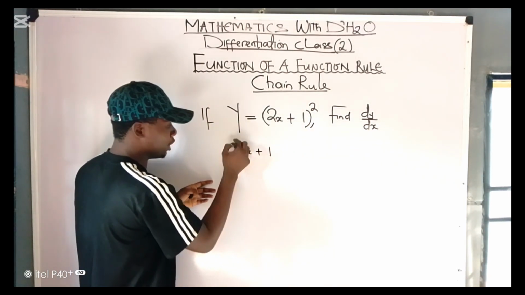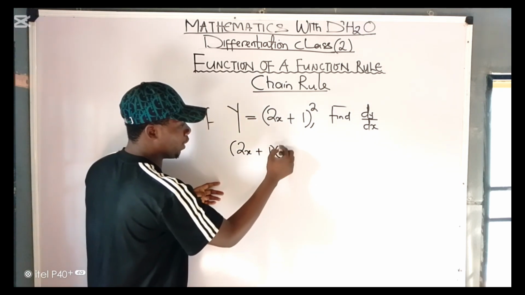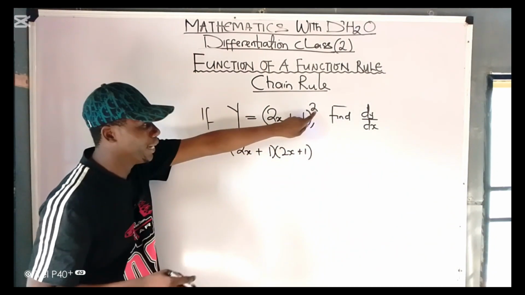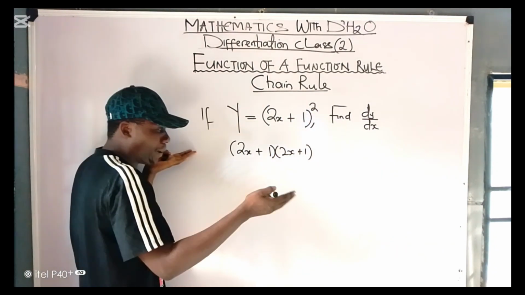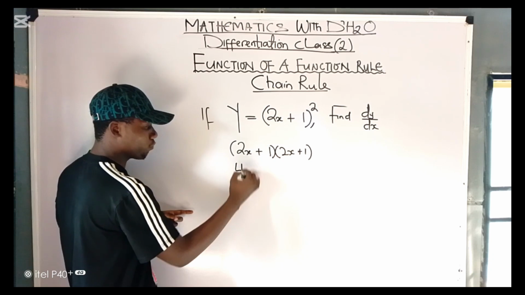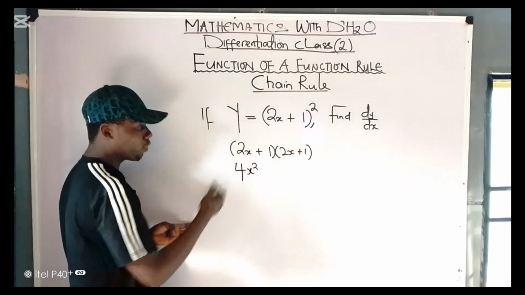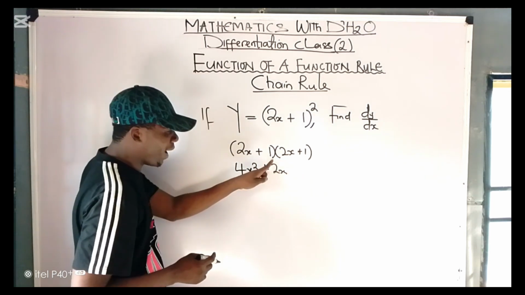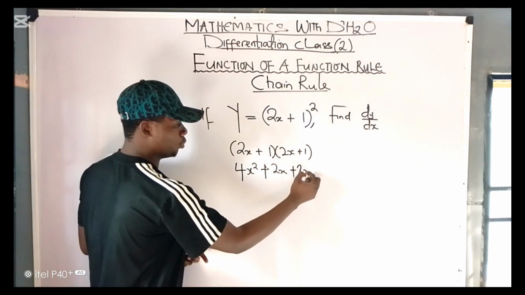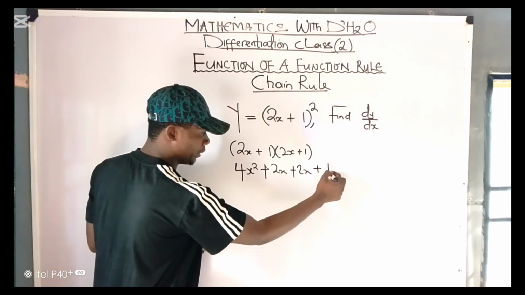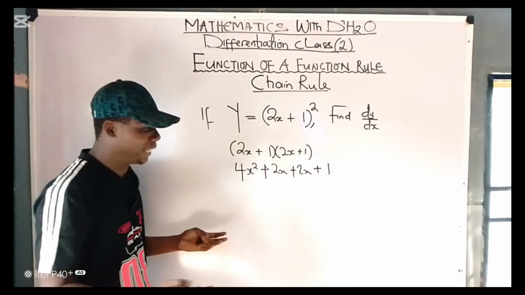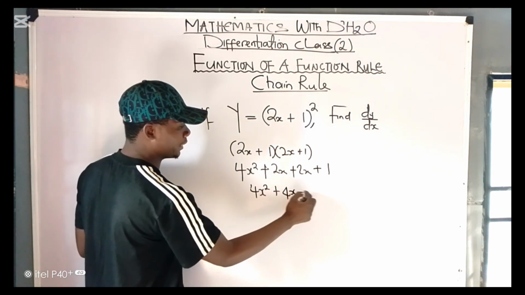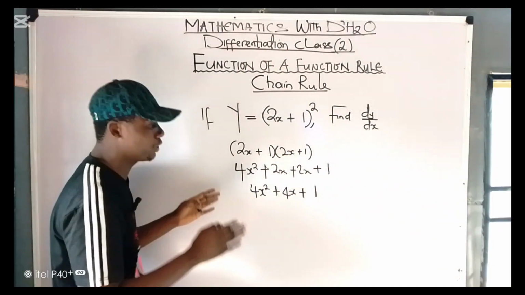2x plus 1 in one bracket, then we also have 2x plus 1 in the other bracket, because the power here is 2. If we expand this, we have 2x times 2x, that will give us 4x squared. 2x times 1 will give us 2x. Then 1 times 2x will give us 2x. 1 times 1 will give us 1. So we can simply say that we have 4x squared plus 4x plus 1.